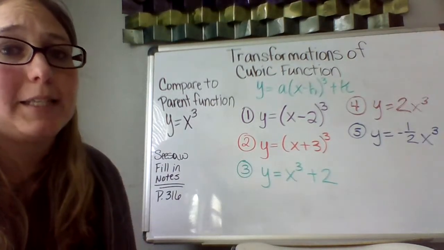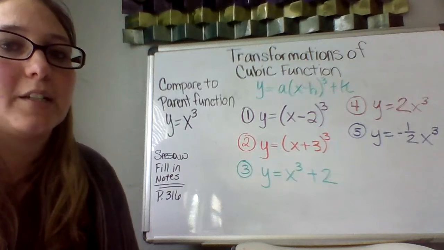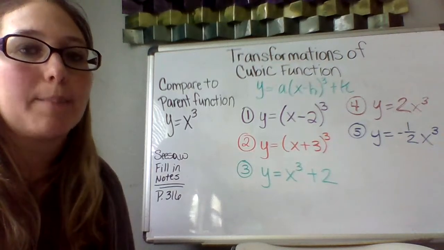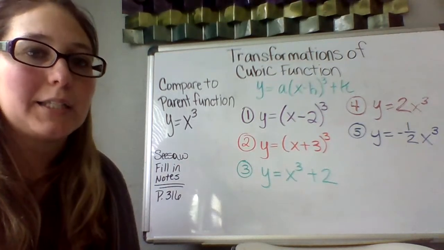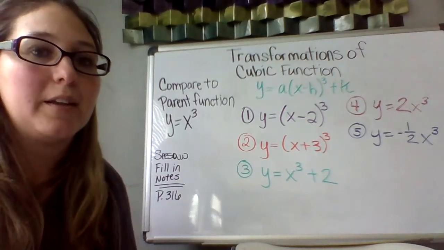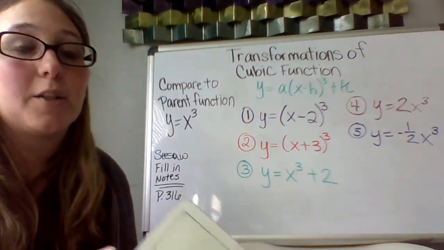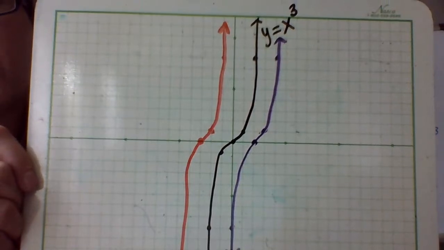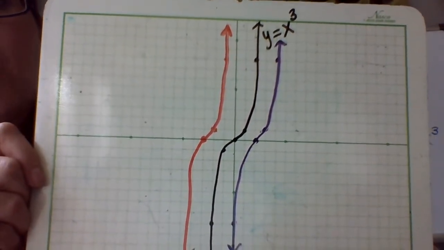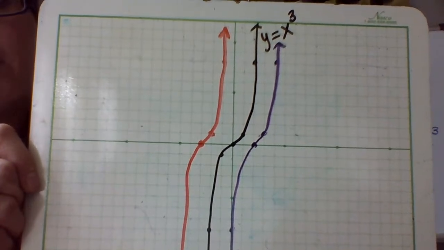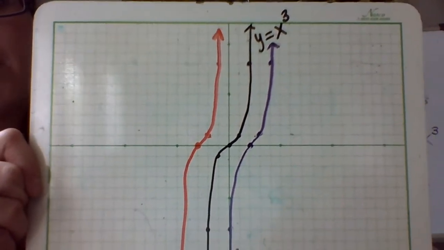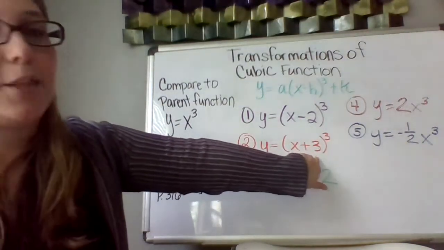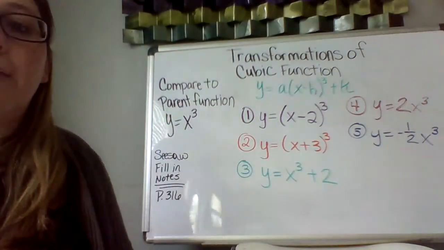So number 2 should be easy then. If in number 1 we moved it to the right 2, what happens if now I'm adding inside? Again, remember it's opposite. If I'm doing (x plus 3) cubed, it actually moved my graph in the negative direction, and it moved it 3. This is my red graph. Compared to the black graph, which is the x cubed, my parent function, it moved to the left 3. So example 2, x plus 3 inside the parentheses, moved it to the left 3.